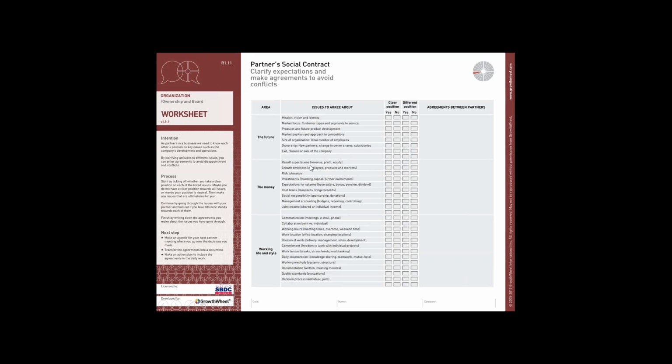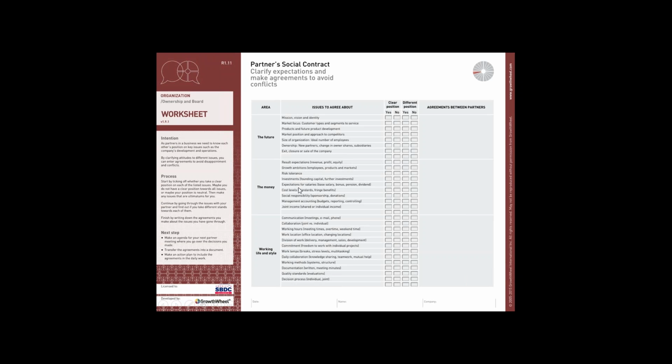In the money, what do we expect in terms of revenue, profit, or equity? Maybe it takes time to build a product or service together that you're thinking of, and so your revenue may have a longer lead time than your partner expects, for example. What are the growth ambitions? How comfortable and how much risk are each of the partners willing to take? What investments do each of us need to make?